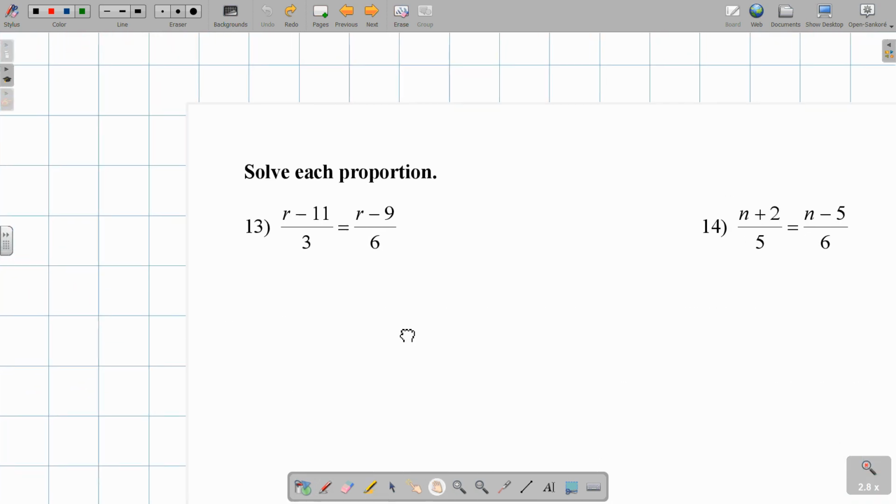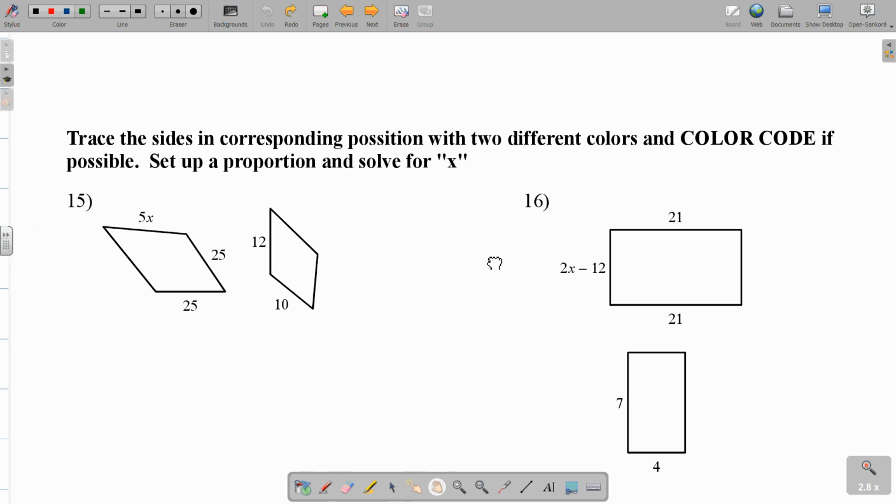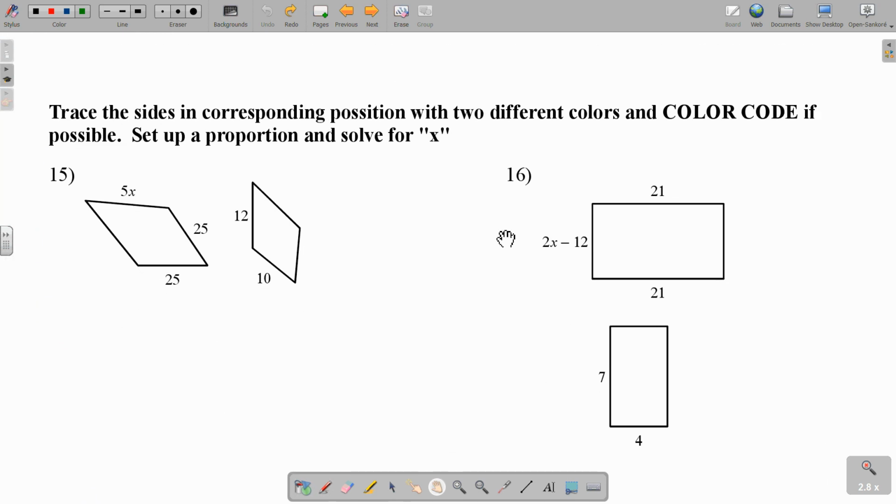Okay, cross multiplying, that's something I expect you to be able to do yourself. Trace the corresponding sides in corresponding position with two different colors and color code if possible. Set up to solve for X. What I mean by color coding, and it's really helpful if you do this, is you color code short to short, long to long, and you use that to match and mirror your proportions. Match and mirror your proportions.